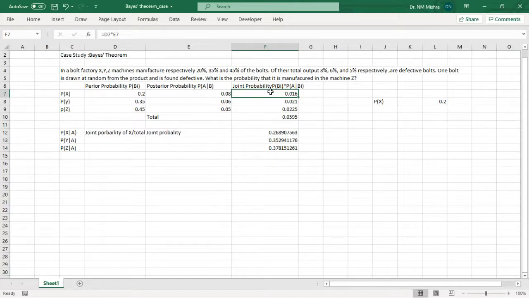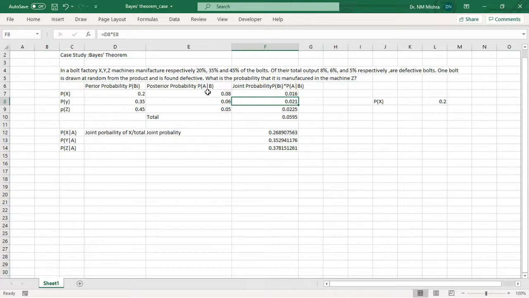0.2. What I have done here, you just see, all of you, I have just done the total. You are manufacturing this much, and what is the total out of this? What is the joint probability? Joint probability means I got this one. Am I clear? What I have done is the prior probability and posterior probability I have to multiply.